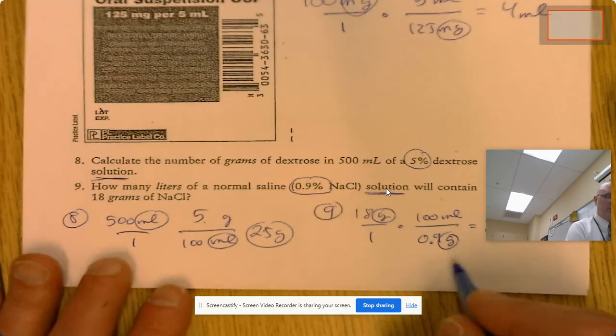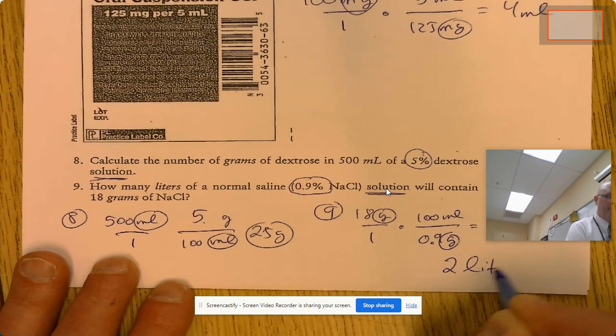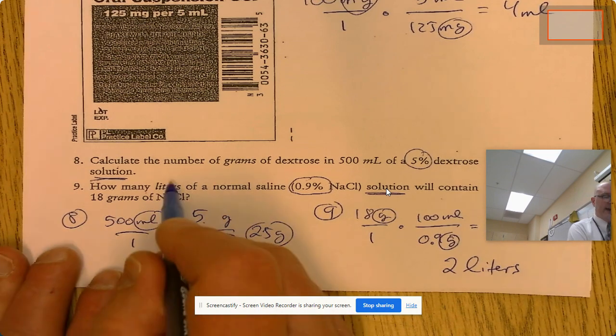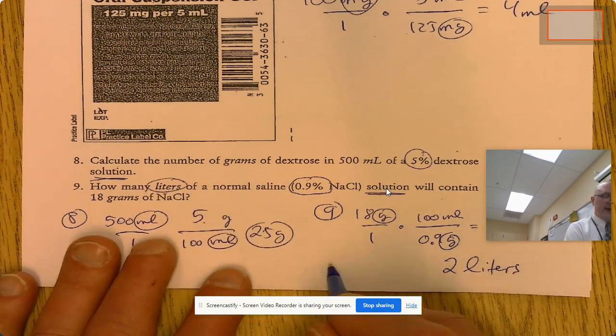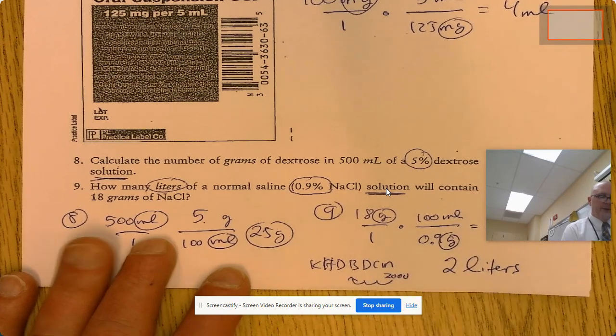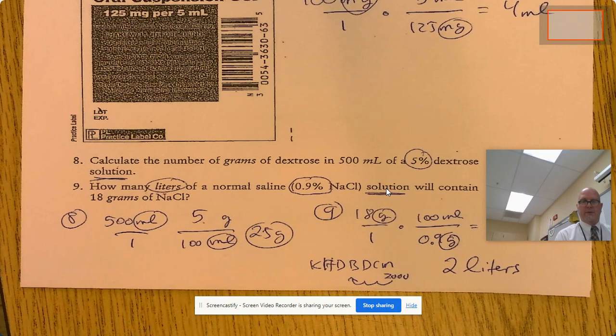That should be apparent because the only thing left that's not circled is mLs. But the answer to this question is 2 liters. The reason for that is it's asking for the number of liters. And if you have 2,000 milliliters and you want to get over to liters, you have to move the decimal point back 3 spaces, giving you 2.